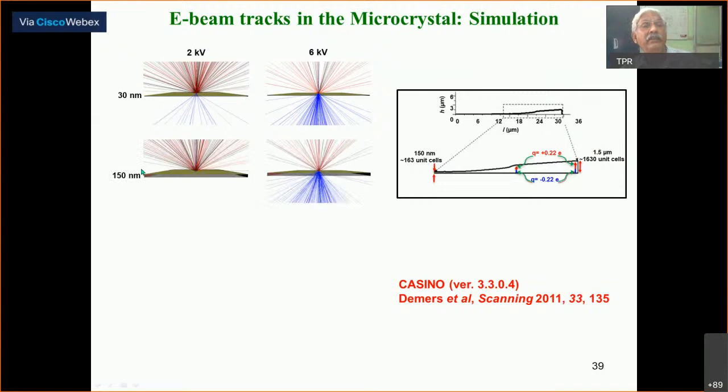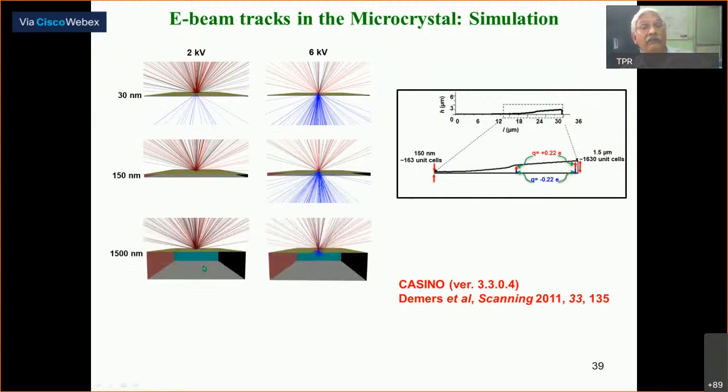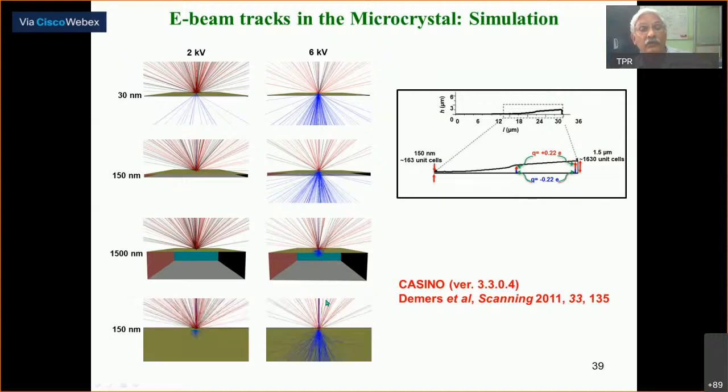And if you increase the thickness, you can see that the 2 kV beam is fully stopped, but the 6 kV will still penetrate through. And if you have a very thick crystal, that is at this end, for example, 1500 nanometers, practically even the 6 kV beam doesn't go through completely. So this gives us some idea, and this is a magnified picture of the electron beam tracks.